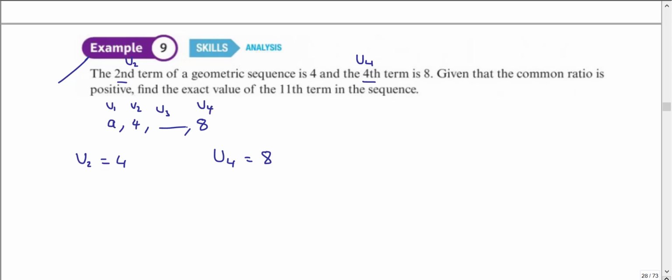So this is U4. So we don't care about the other terms. We just care about the givens, U2 and U4. Type U2, and this is a geometric sequence. So you follow the rules of the geometric sequence.